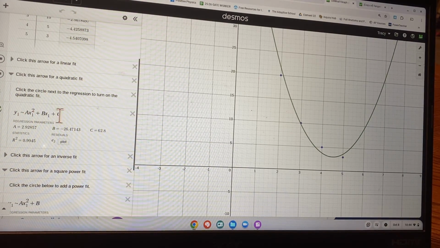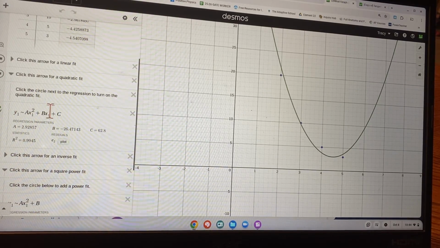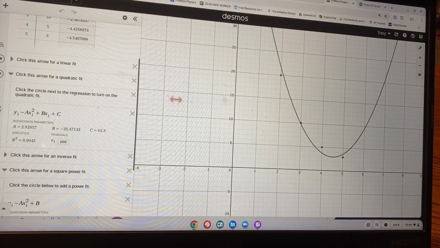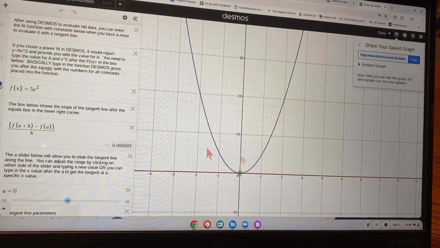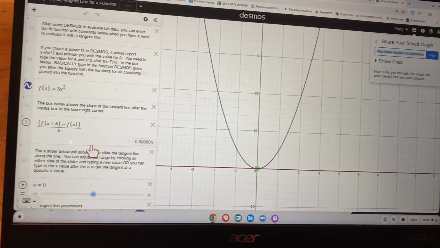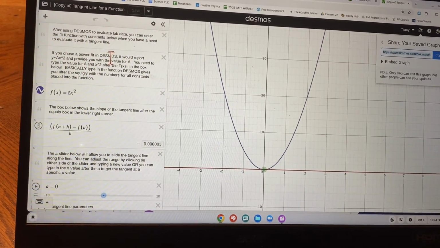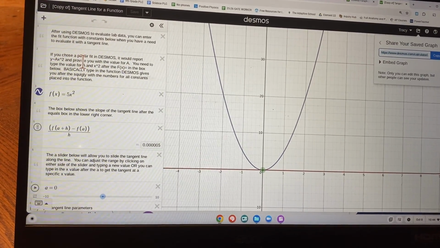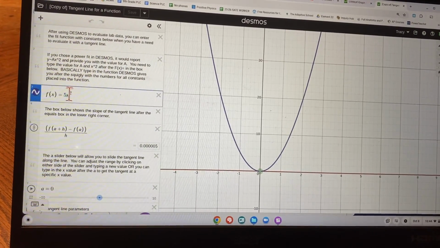I need to take the equation. So when you plug in the A, plug in the B, plug in the C, you're going to take this information and then you're going to go to the copy of tangents file that I gave you, and it's going to look like so. Now when you come to here, it gives you the directions up here. So when you pick a power fit, then it'll give you the value for A. You're going to need that. You're going to plug your equation in here.